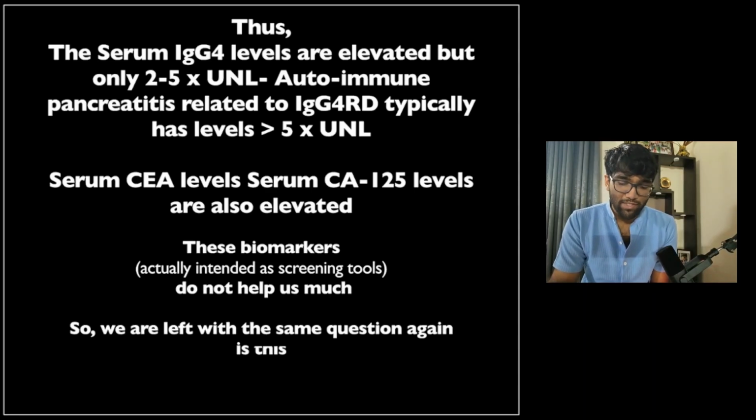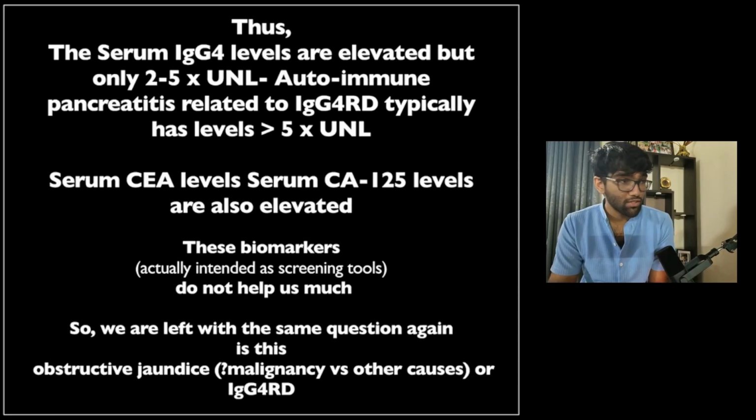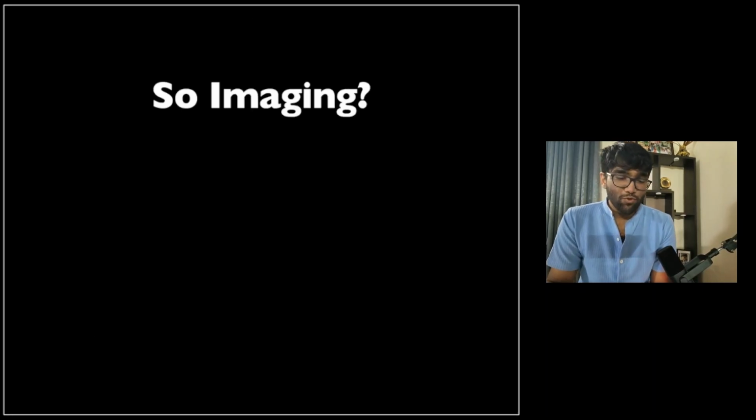So we are left with the same question again. Is this an obstructive jaundice, maybe due to a malignancy, say a periampullary carcinoma of the pancreas, or other cause? Now we are reasonably sure that the biliary tract is not affected since the CA99 levels are normal. But again, that depends on the differentiation of the tumor, and that is a discussion for another day. So what do we do?